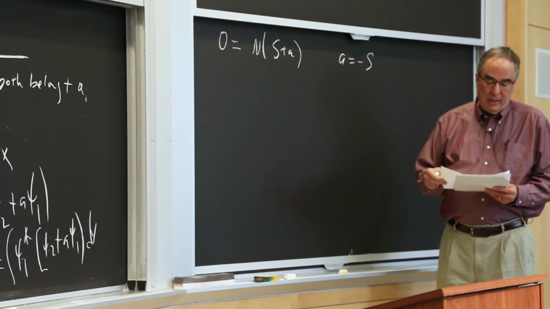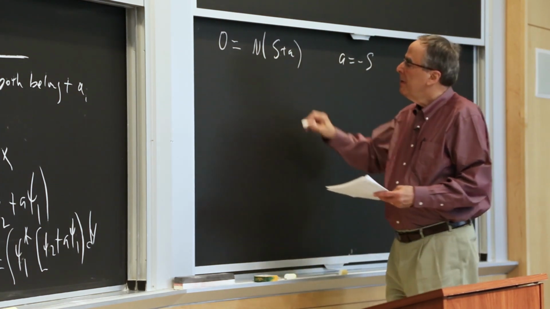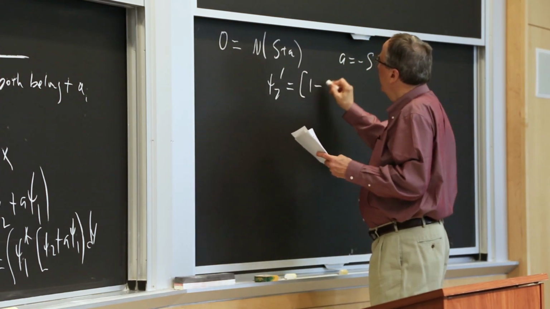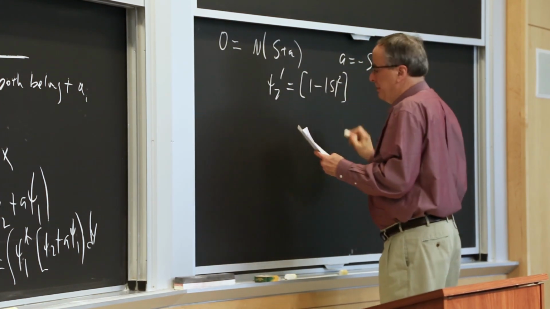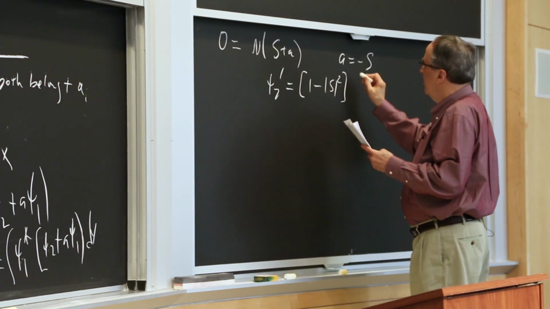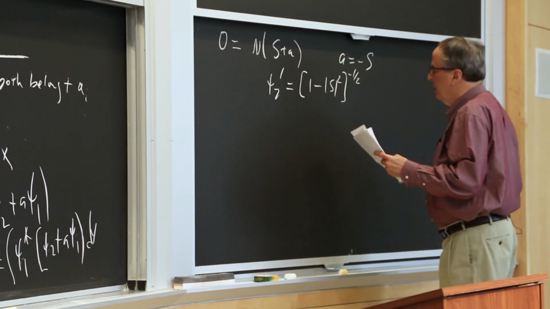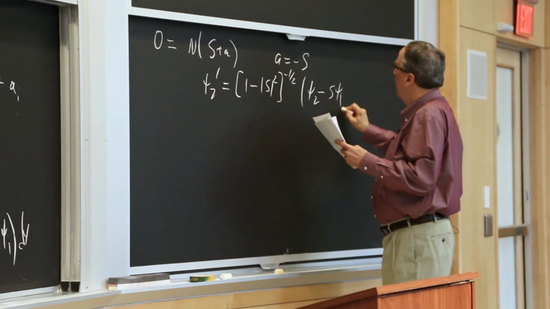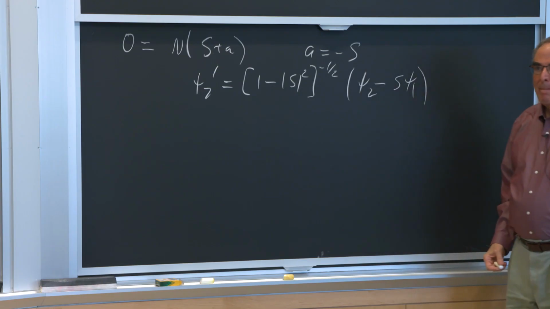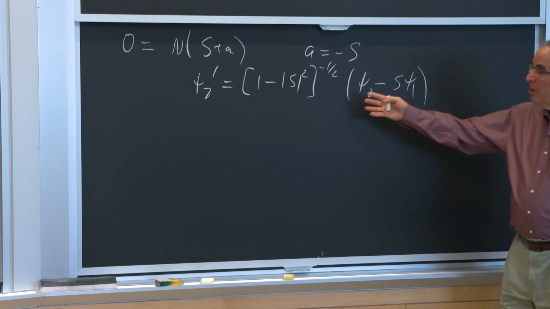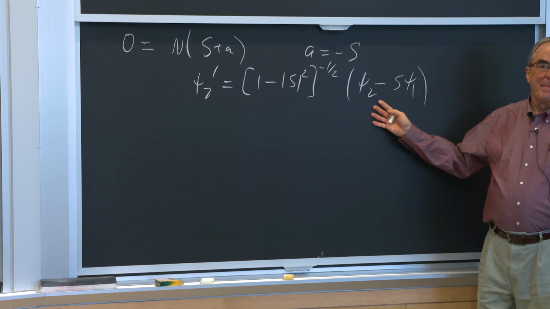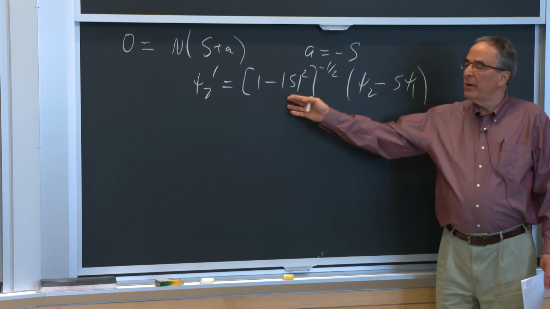And the general formula is psi2 prime is equal to 1 over the square root of 1 minus s squared, times psi2 minus s psi1. So this is a normalized function which is orthogonal to psi1. And it doesn't take much work. You calculate one integral and it's done.